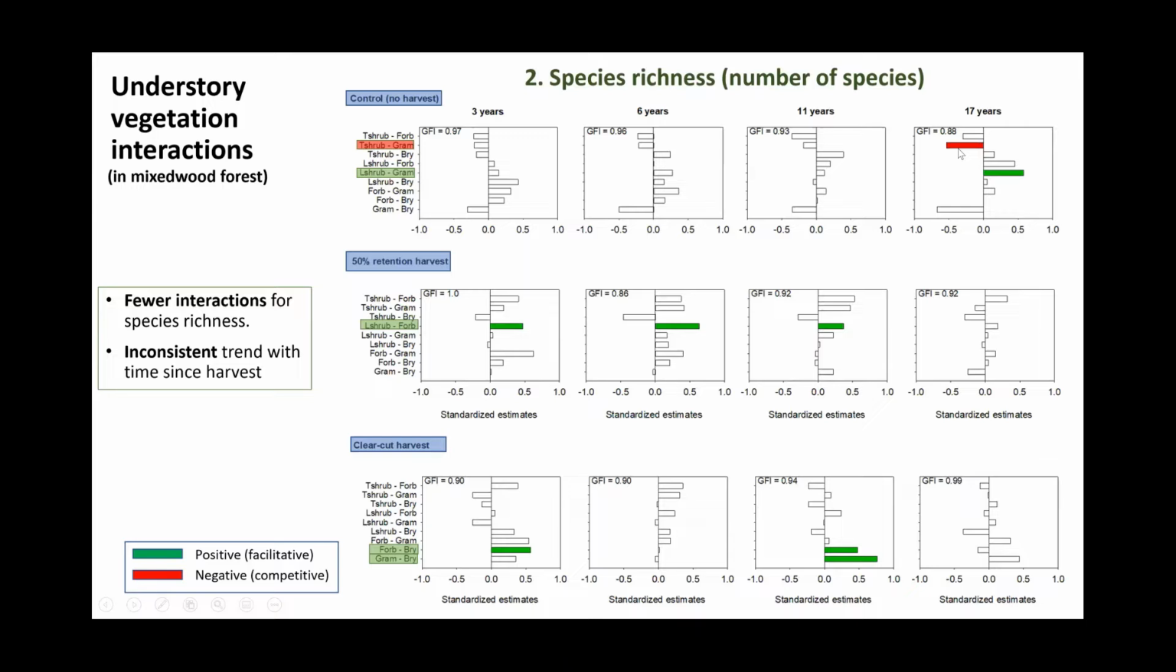Sorry. So we would not expect much graminoids in these closed canopy conditions, but if you look at the clear cuts, we see mostly facilitative interactions between the forbs and the bryophytes. So still space through time, room for interactions.